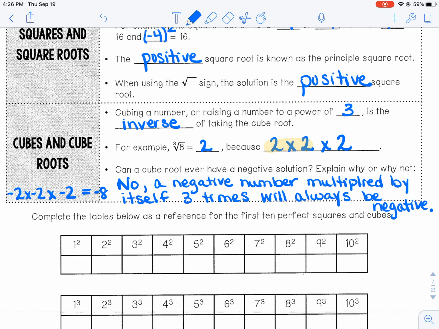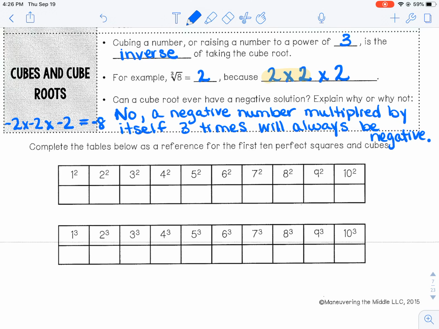Okay. All right, we're going to complete these tables at the bottom, and I'm going to expect that you're going to have to go back and forth and look at the first 10 perfect squares and first 10 perfect cubes. The first 10 perfect squares, you have these in previous notes. You know these already. 1 times 1 is 1, 2 times 2 is 4, 3 squared is 9, etc. So I'm just going to go ahead and complete this table. Again, you know these, or you should.